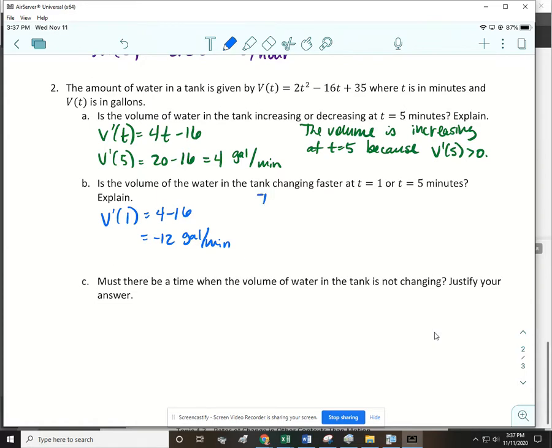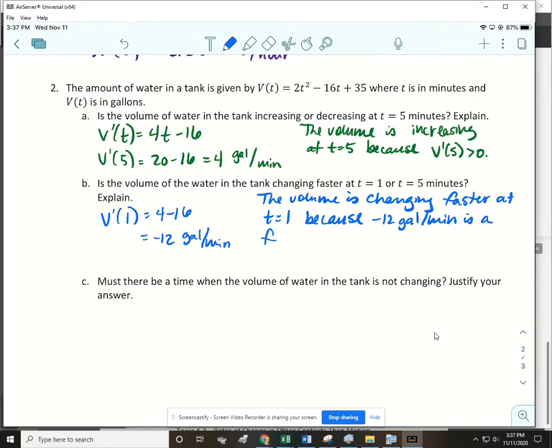So we would say the volume is changing faster at t equals 1 because negative 12 gallons per minute is a faster rate of change than 4 gallons per minute.